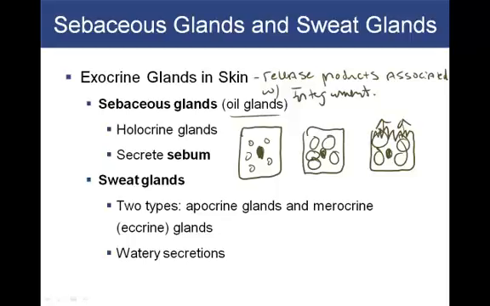The other types of glands are sweat glands. And we have two types of sweat glands. We have the apocrine glands and the merocrine glands. Many older texts often use the word eccrine. I'd like to include it just so that you know if you were to come across that word, you can try to place it. And sweat glands produce watery secretions.